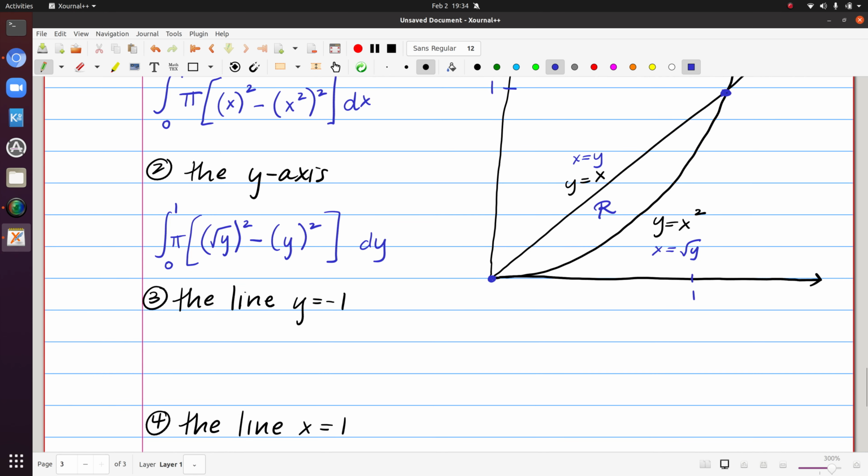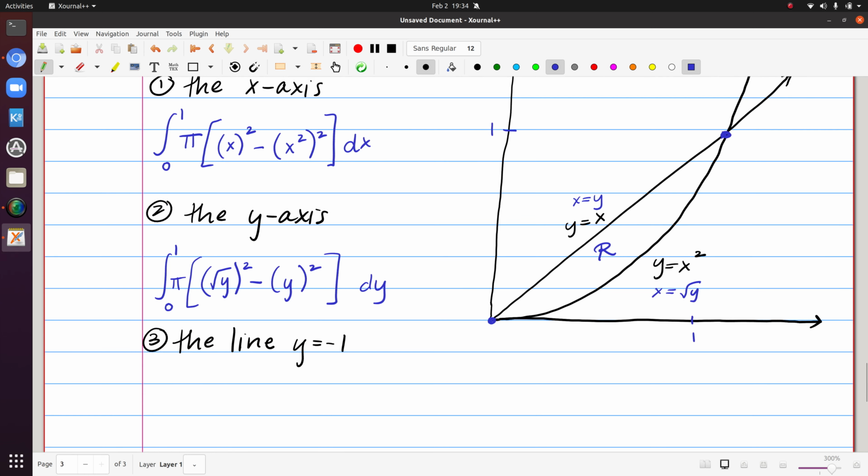So something that is a little different here: what if I instead rotate this, well, to draw it to scale it would be way down here, but what if I rotate it around something below the x-axis? So essentially y equals -1. This is going to be very similar to the first question in that it's a horizontal axis of rotation.